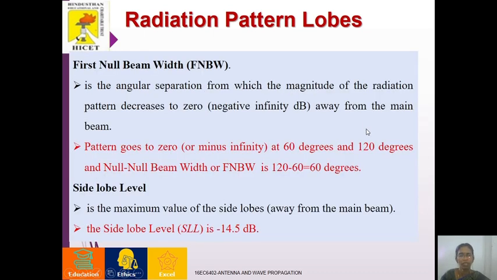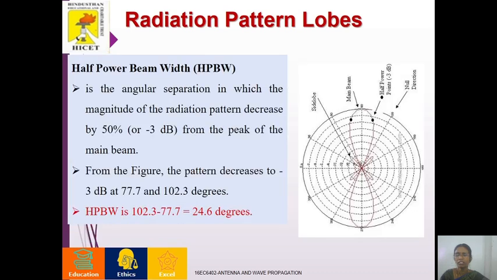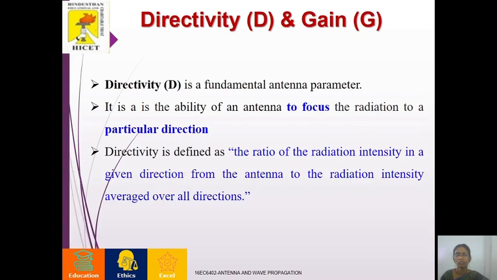First null beam width or FNBW. This is the angular separation from which the magnitude of the radiation pattern decreases to 0 away from the main beam. That is, the pattern goes to 0, or minus infinity, at 60 degrees and 120 degrees in the diagram. You can see in this diagram, the null directions exist at 120 degrees and 60 degrees.